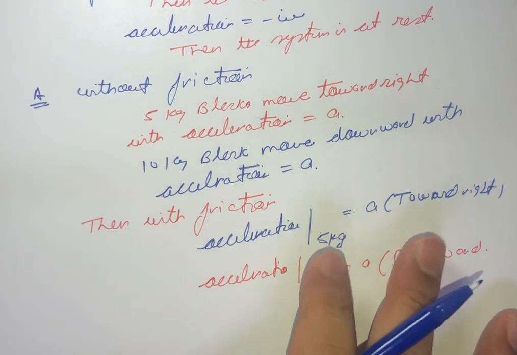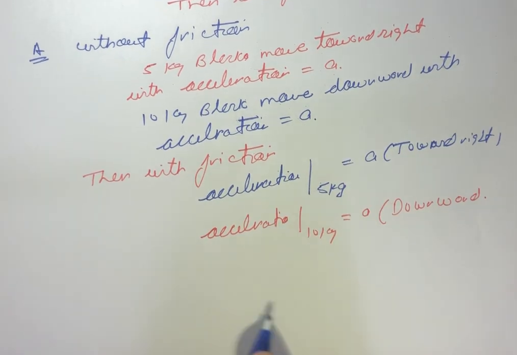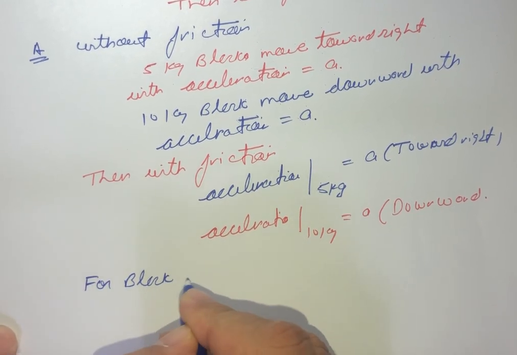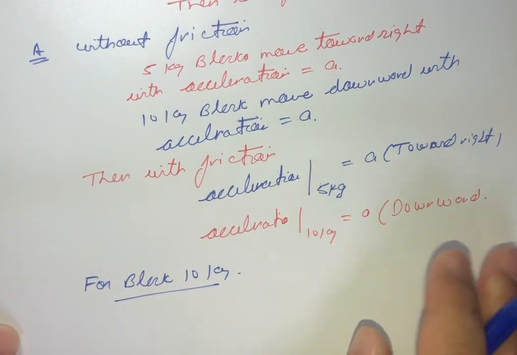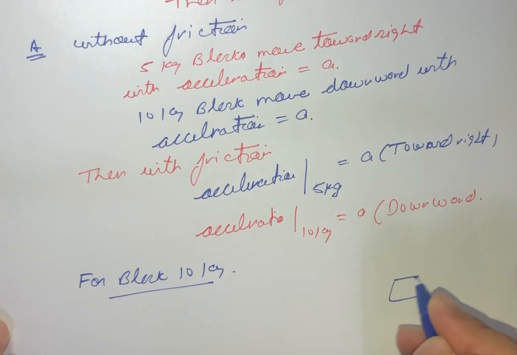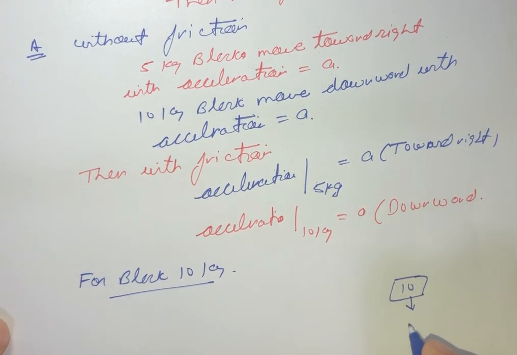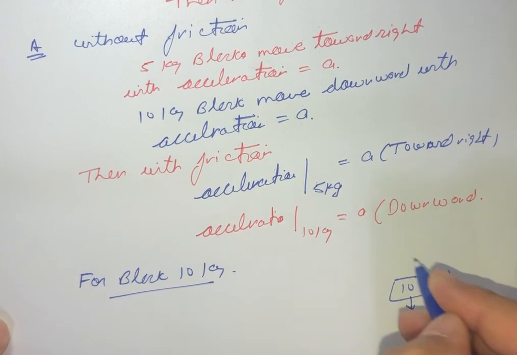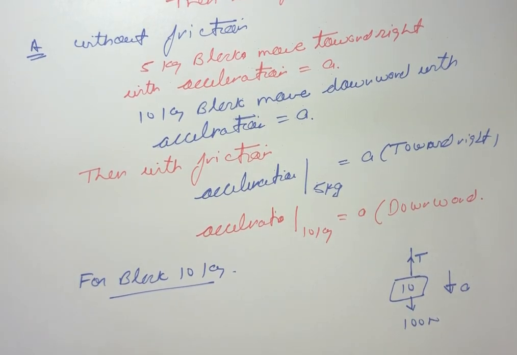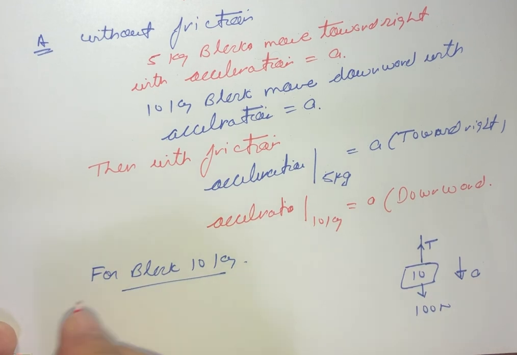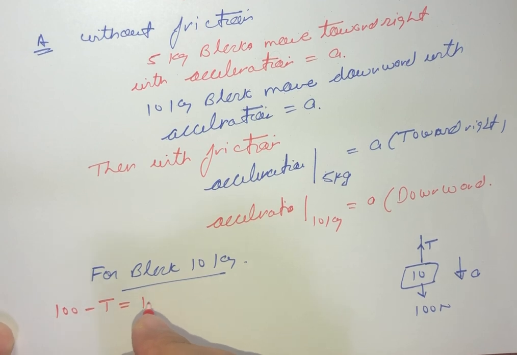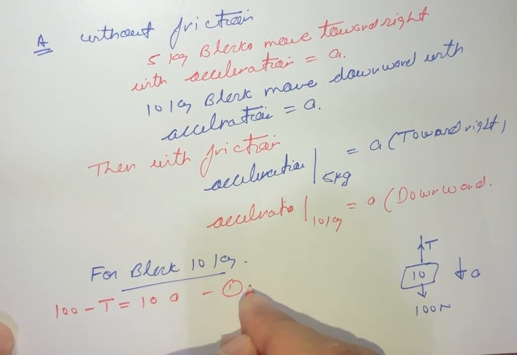So let us draw the free body diagram for the 10 kg block now. The 10 kg block has 100 Newton acting downward, moving also in the downward direction with A. Upward there is a tension T. So we can write the equation as 100 minus T is equal to 10A. Let this be equation number 1.